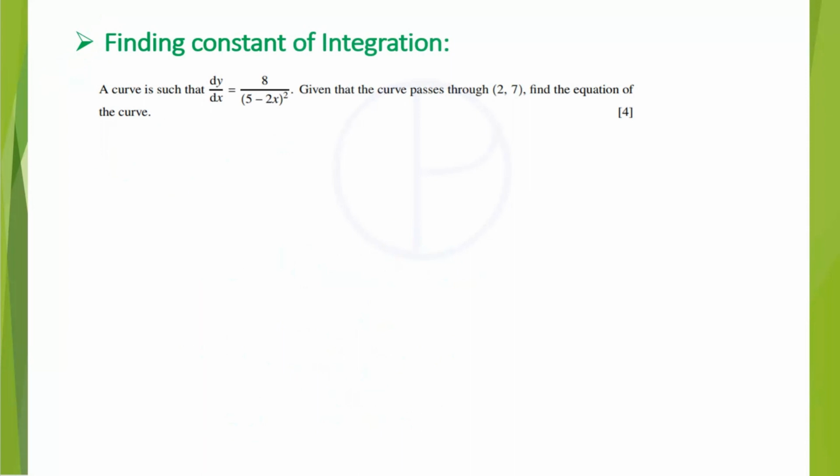So here the gradient of the function is given, that is dy by dx, and one coordinate of a point on a curve is given. First integrate the given gradient function, and next, to find the constant of integration c, substitute the given coordinate points. Now plug in the value of c in the integrated function to get the equation of the curve.